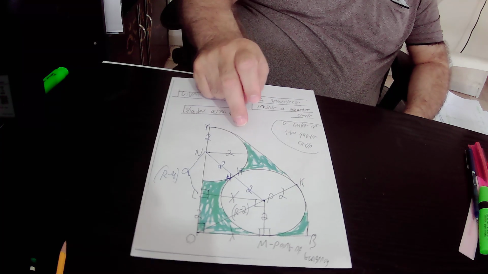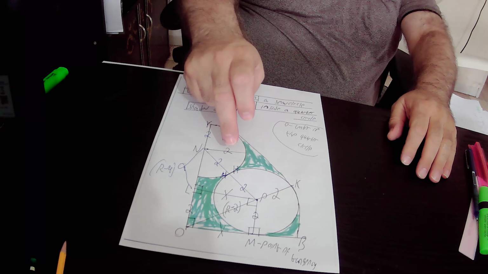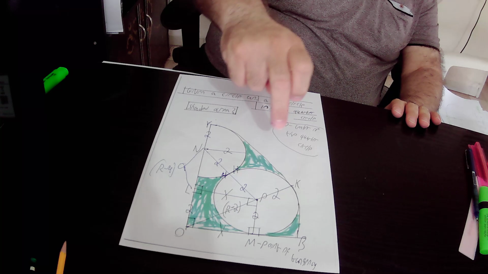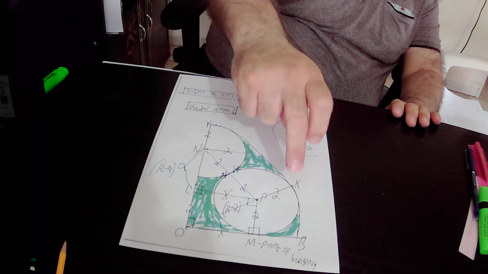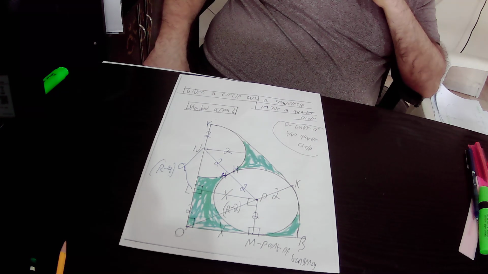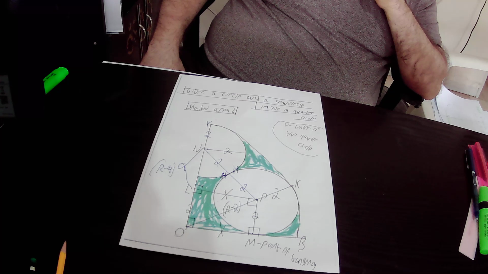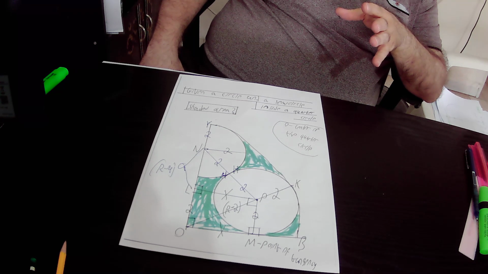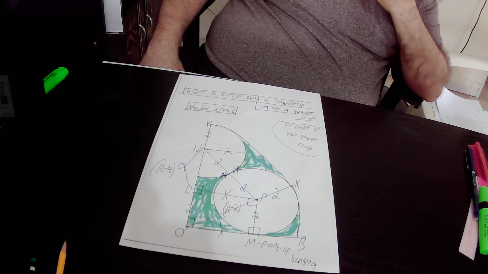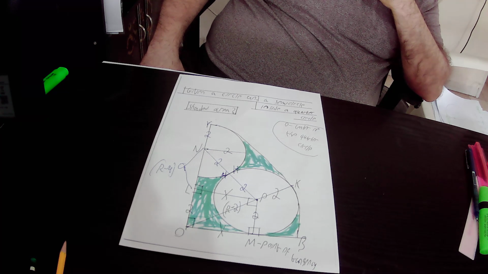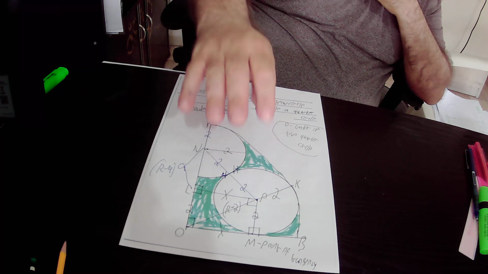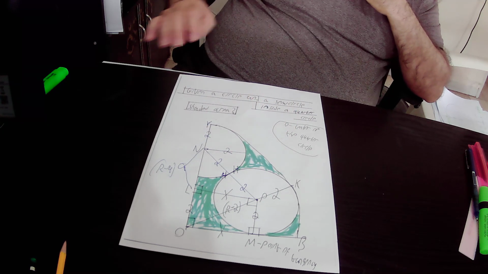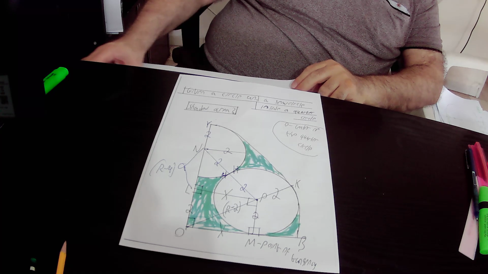and a semicircle that are tangent to each other at point H, and our mission is to find out the shaded area. Okay? So in general it is very easy to see that the shaded area equals the area of the quarter circle minus the area of the circle minus the area of the semicircle. Okay?